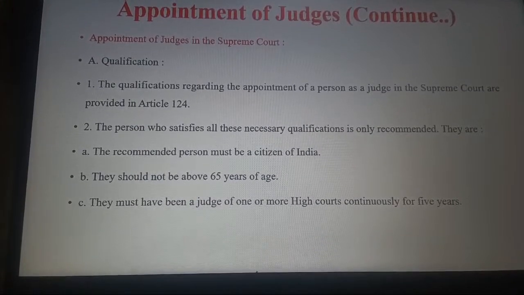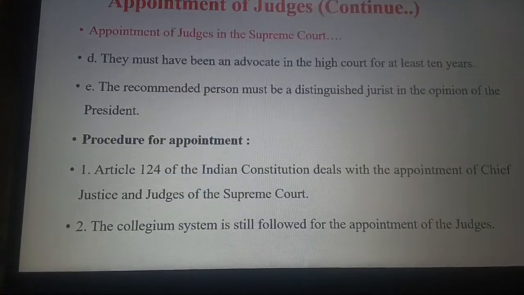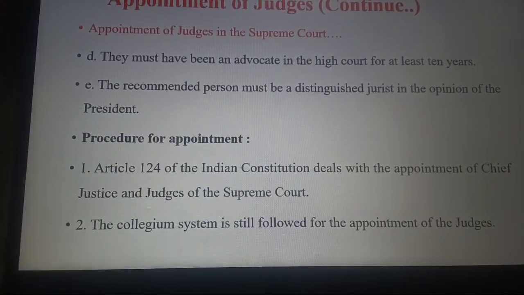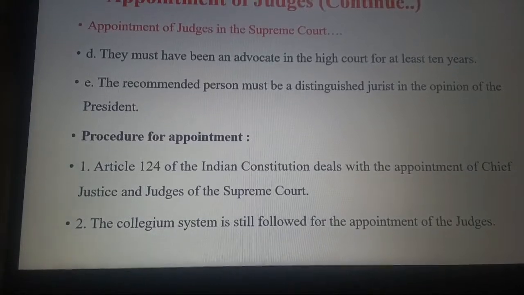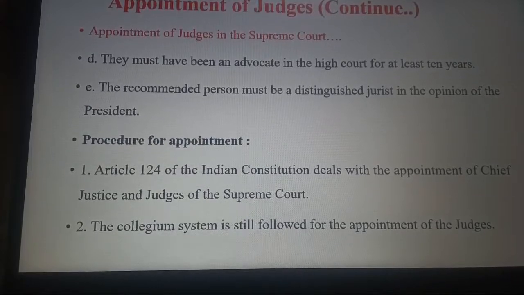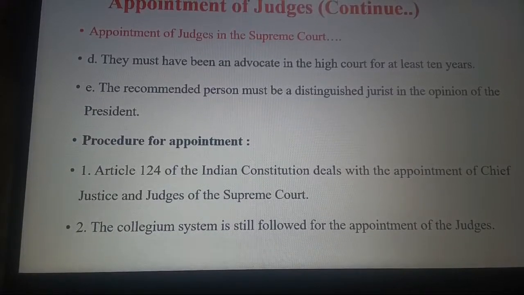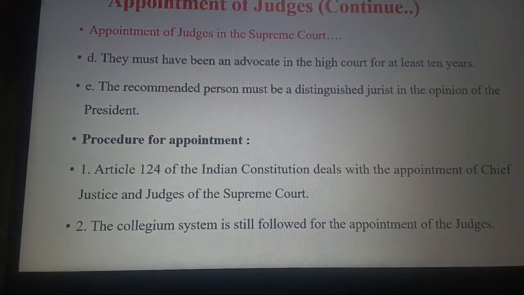They must have been a judge of one or more high courts continuously for 5 years. They must have been an advocate in the High Court for at least 10 years. The recommended person must be a distinguished jurist in the opinion of the President. Procedure for appointment. Article 124 of the Indian Constitution deals with the appointment of Chief Justice and judges of the Supreme Court. The collegium system is still followed for the appointment of the judges.